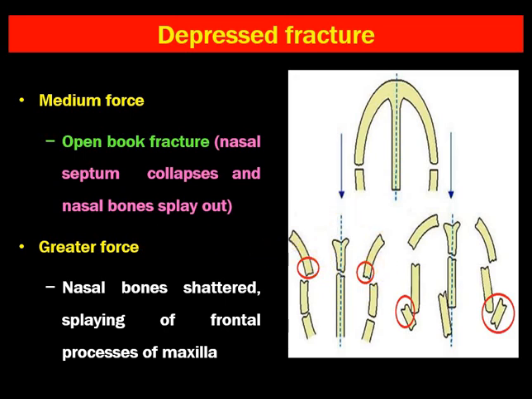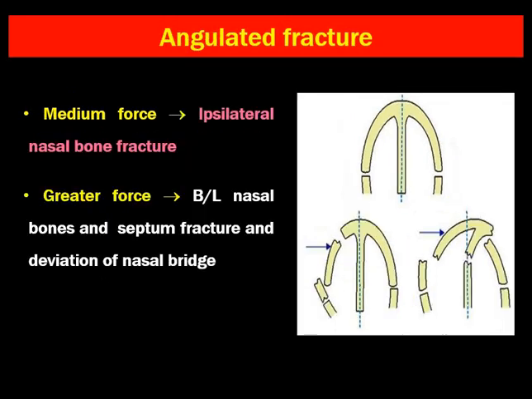If greater force is applied, then the nasal bones are shattered. There will be splaying out of the frontal process of maxilla and the upper part of the face becomes wider. In this figure, the nasal bones have become shattered. You can see there is shattering of nasal bone, there is comminuted fracture of the nasal septum, and the frontal process of maxilla is splaying out. This is splaying in the upper part of the face.